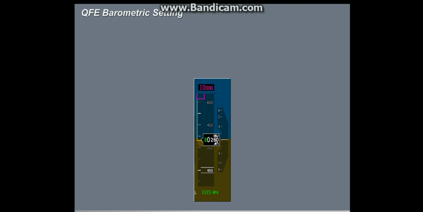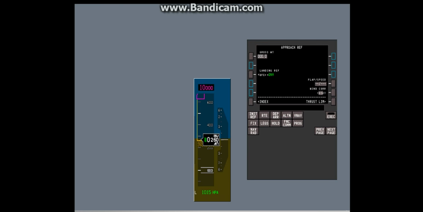You can also use QFE if it is approved for your operations. For this example, you are on the ground at an airport with a field elevation of 260 feet. You select the landing reference on the approach reference page. The active reference QNH is shown in large green letters. Now select QFE.